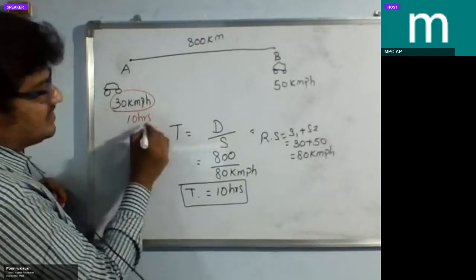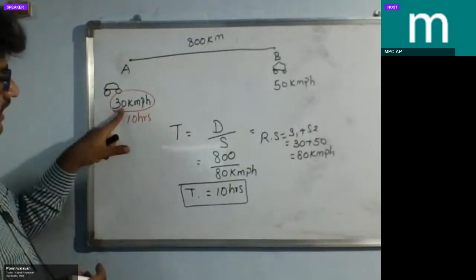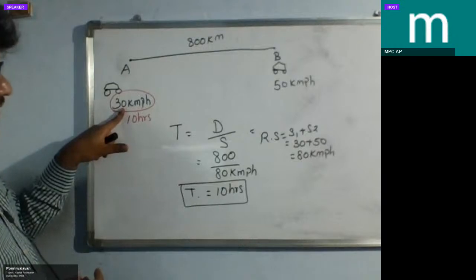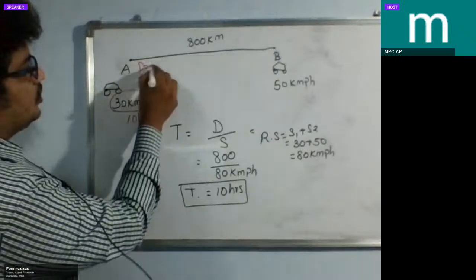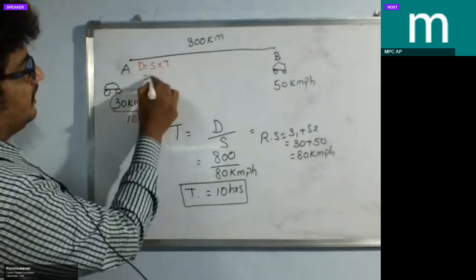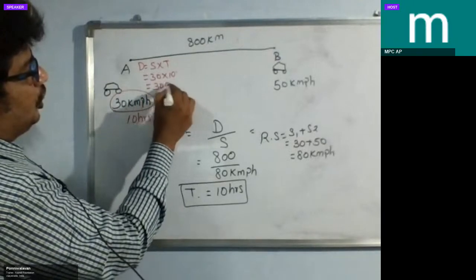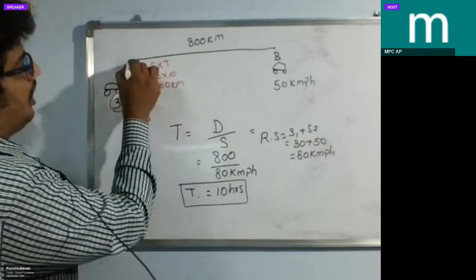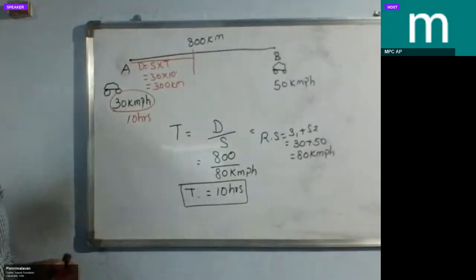What is the distance it can travel? It travels at a speed of 30 km per hour for 10 hours. So distance equals speed into time. 30 into 10, it can travel 300 kilometer. So this car will travel 300 kilometer.